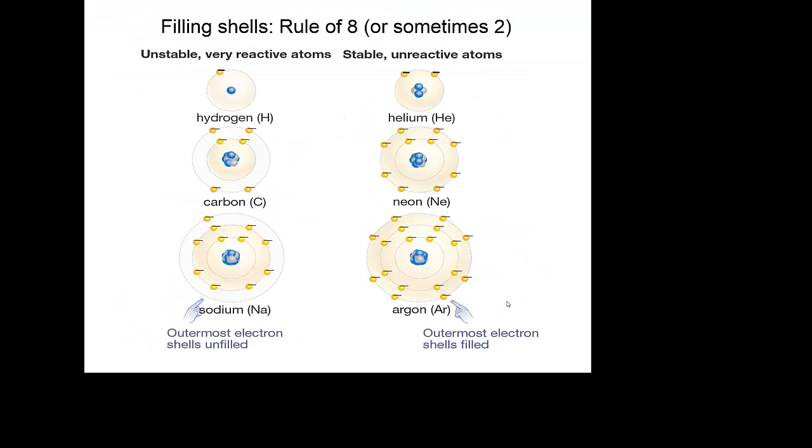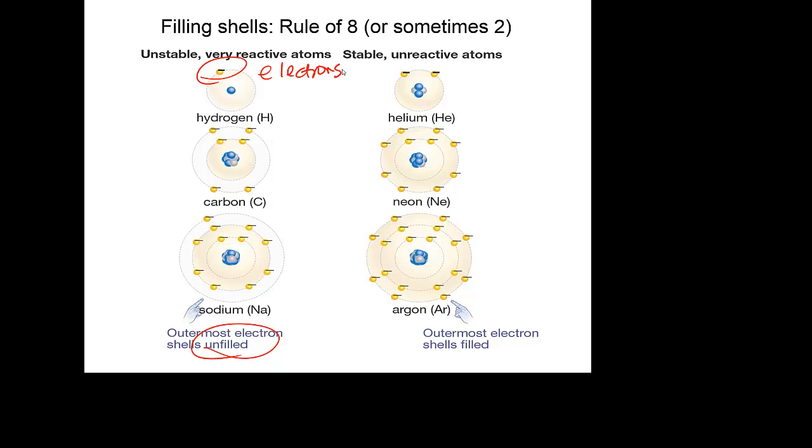For hydrogen, carbon, sodium, we've got this unfilled outer shell. They're going to want to find friends. They want to be balanced. They want to be less reactive. And to do that, they're going to have to either share, donate, or take electrons. Electrons are our focus. And remember these little yellow things here with the negative sign, these are electrons.